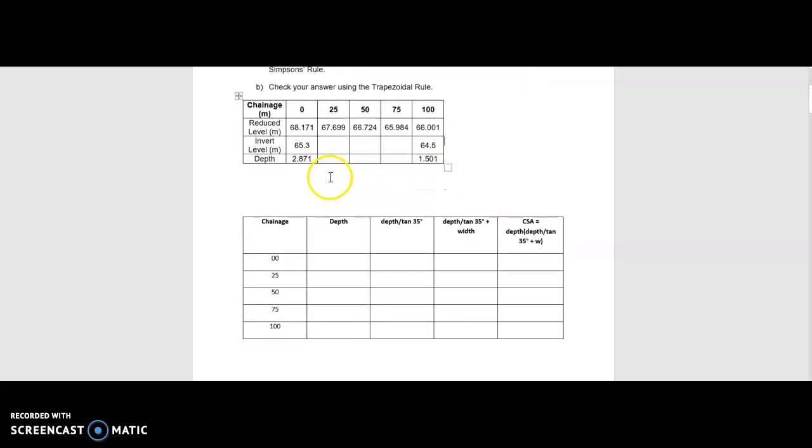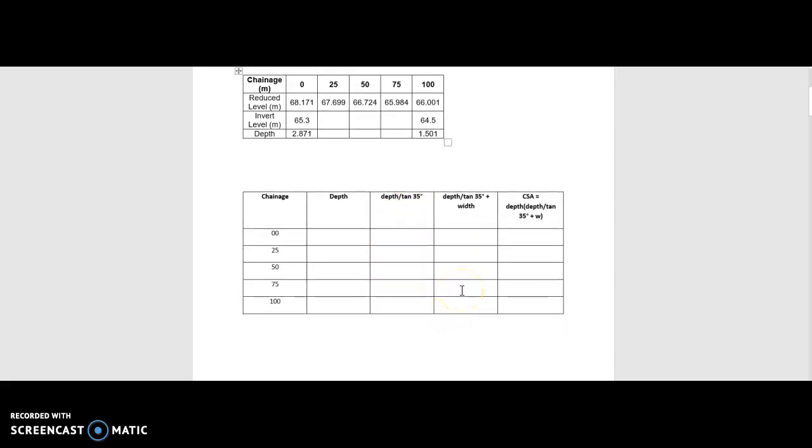What we can do then is make a table like this. You're going to draw this table out once by hand preferably, and complete these calculations. I'm just going to run through it with you. We've already worked out our depths, so it's simply a matter of copying your depths down the table. So your depth is 2.871 at chain of 0, and we'll do the same for this section, 1.501. That is the depth of your excavation.